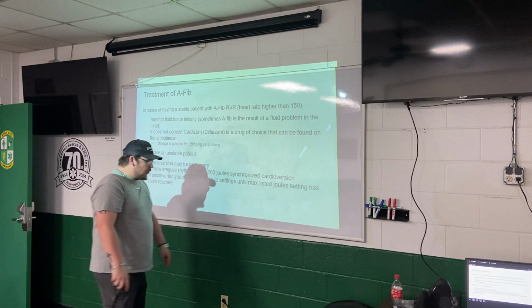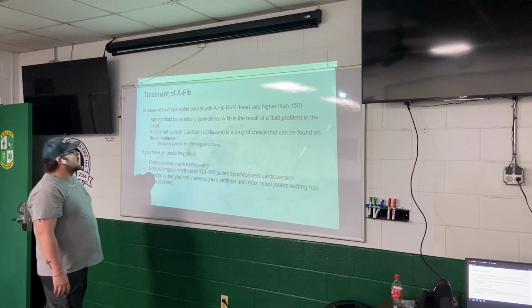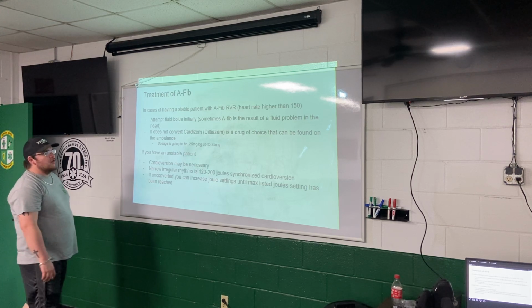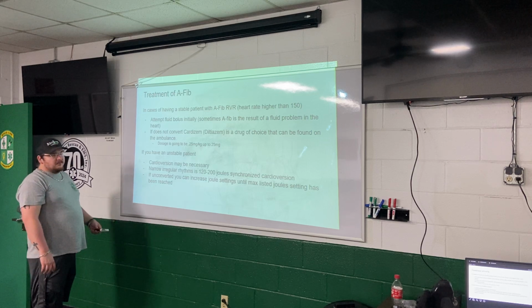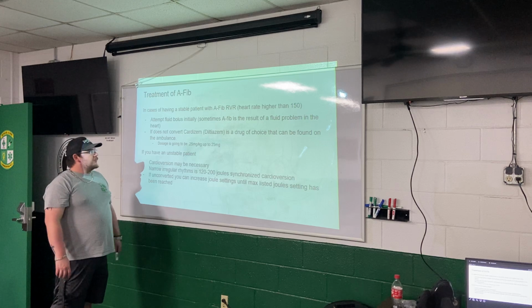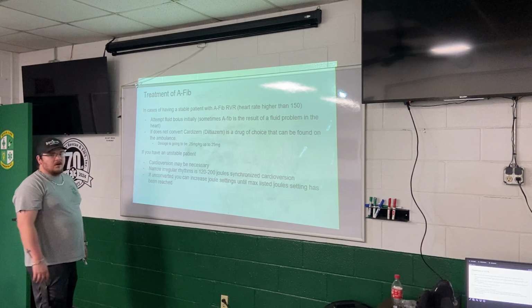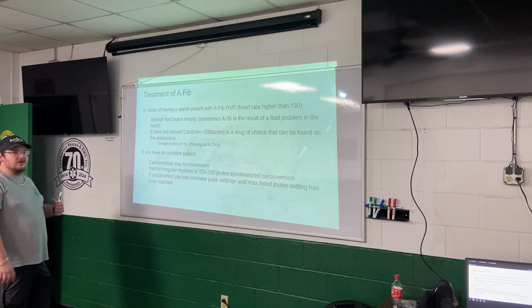What we'll do is though, we'll go into talking about the treatment of AFib. So, in cases of having a stable patient with AFib RVR with a heart rate that's higher than 150, first attempt, you can go and you can try a fluid bolus. Sometimes AFib is the result of a fluid problem inside of the heart. The heart's not getting enough fluid, it's trying to quiver, it's trying to pull blood, it's trying to push it back out.